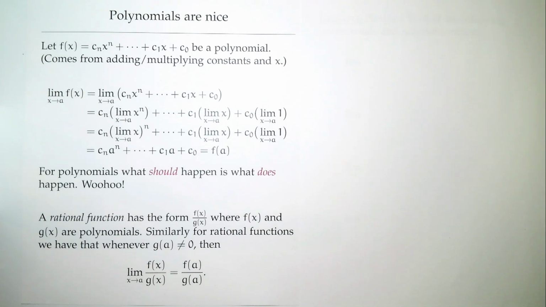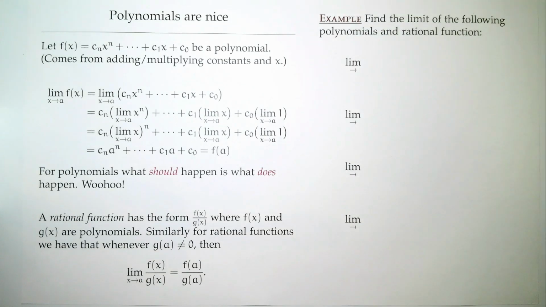So a rational function is anywhere where you have a polynomial over a polynomial. Suppose you have a rational function, polynomial over polynomial. If the bottom part doesn't go to 0, then you just plug in, and life is good. All right, well, some simple examples. Maybe they're simple. Find the limit of the following polynomials and rational functions.